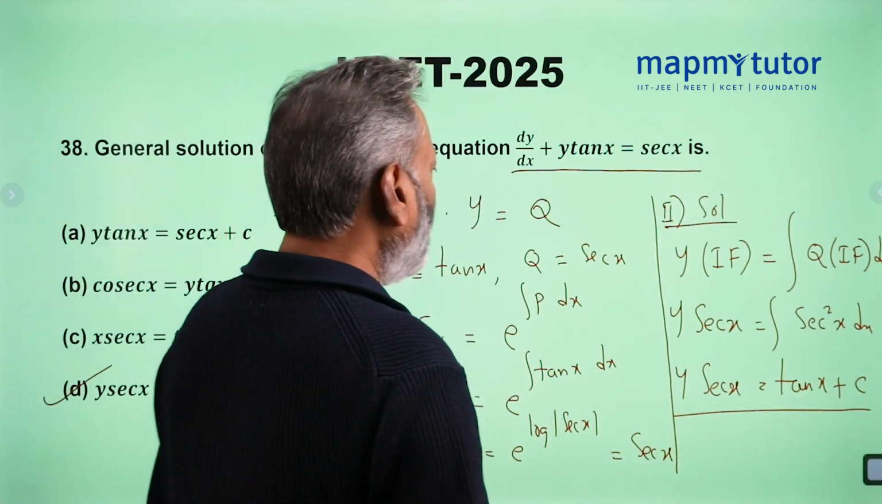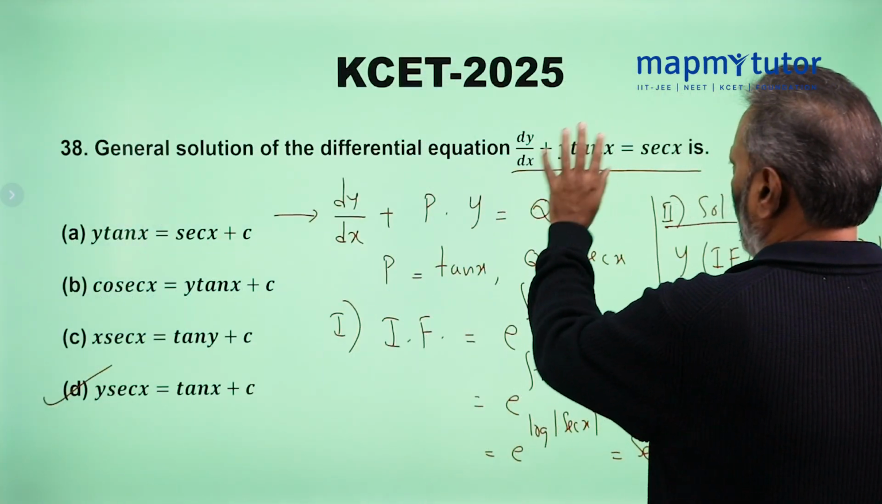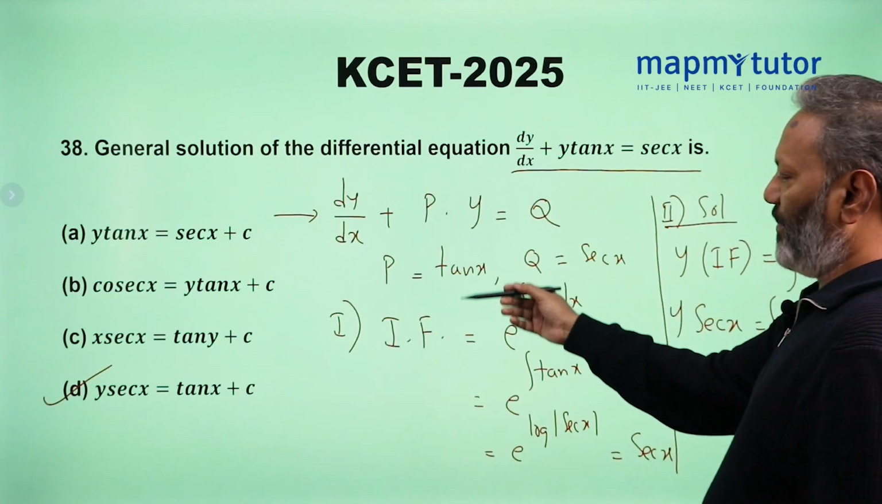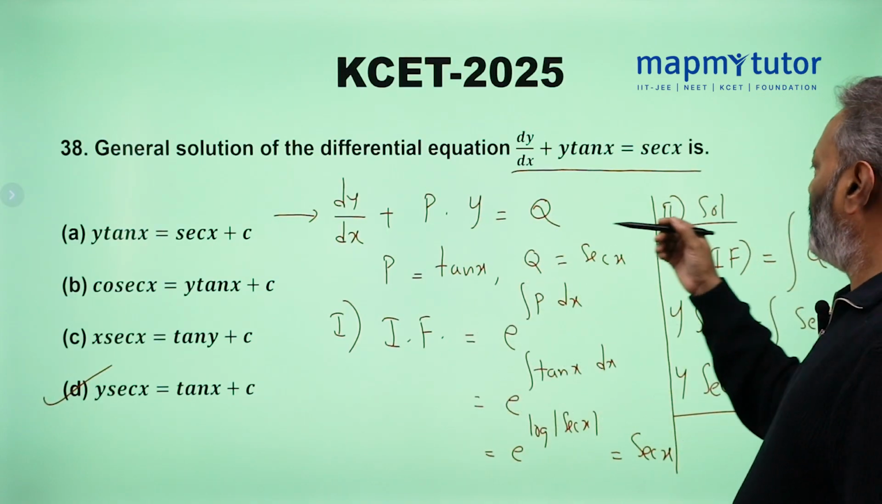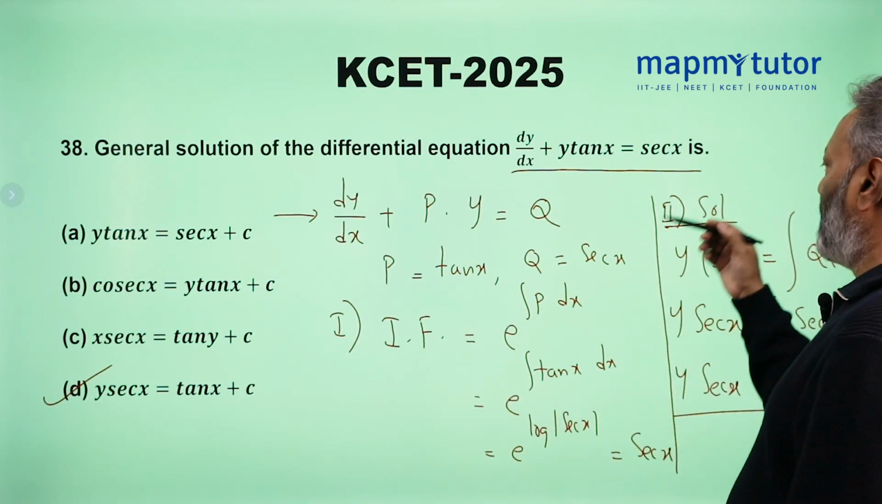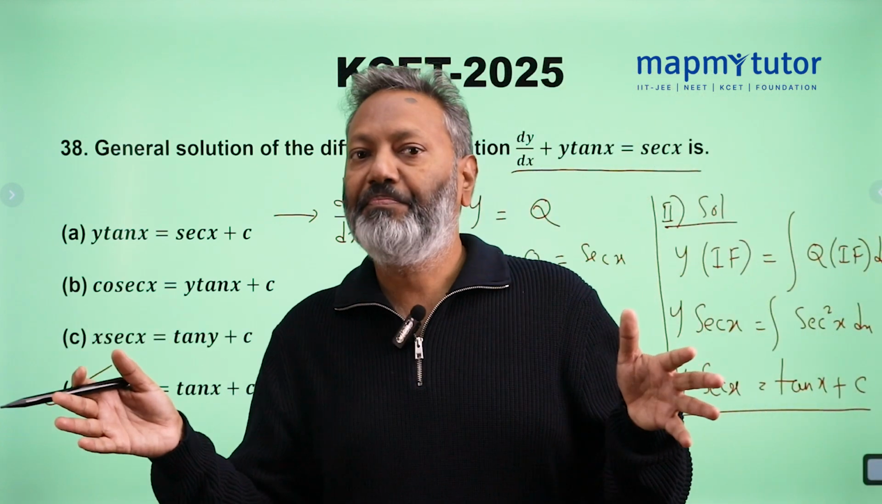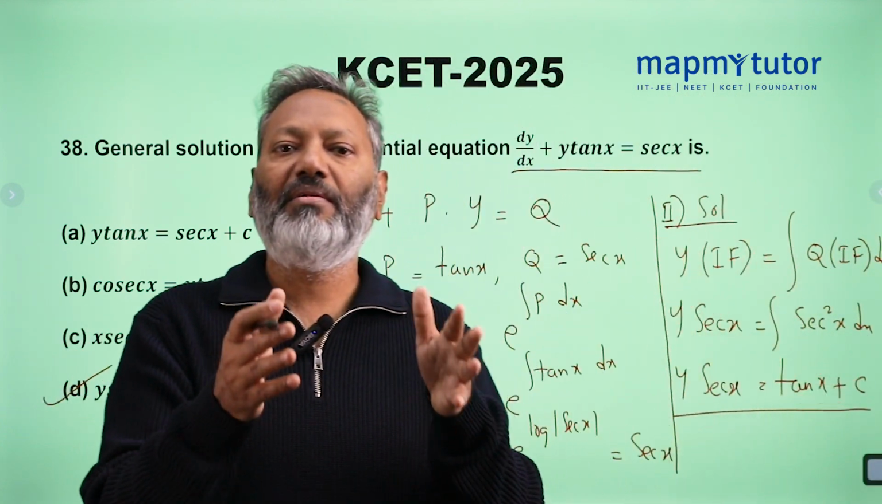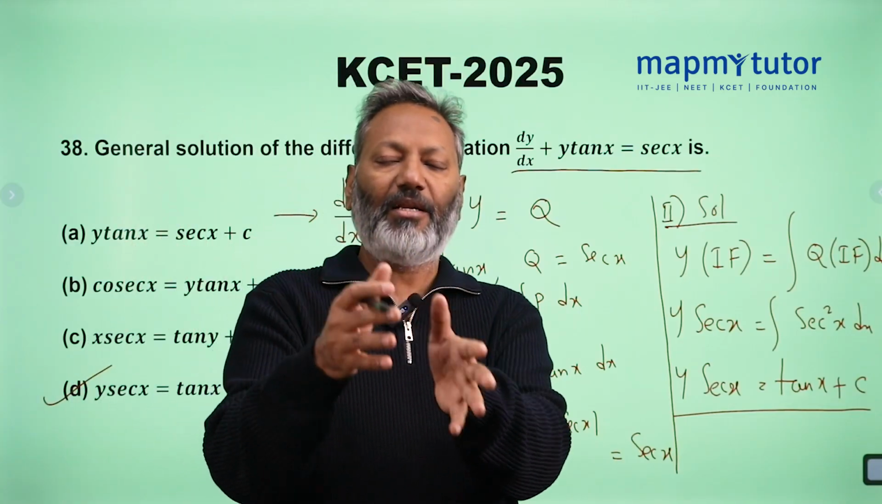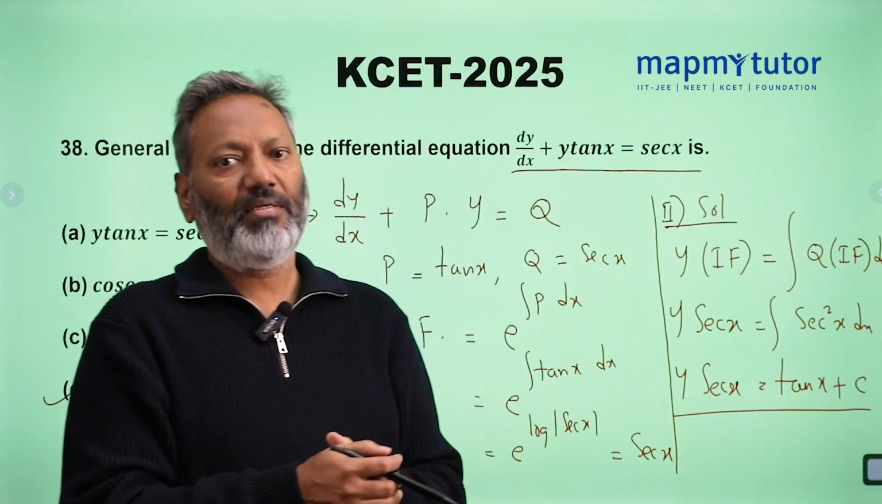Yes, fourth option. So it's very easy, but the process matters. Step 1, finding the integrating factor. Step 2, writing the solution. Actually here, the solution is ready-made: y into integrating factor equal to integral of q into integrating factor, right?